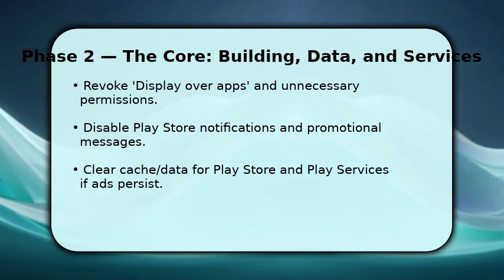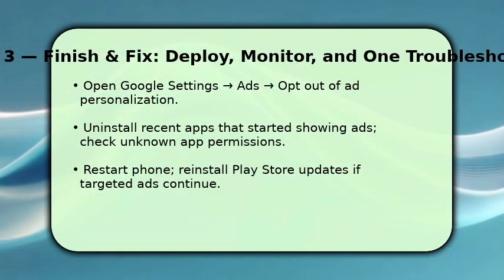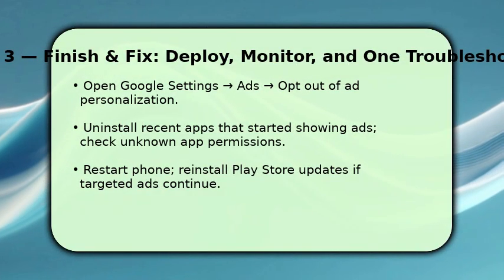Now finish by opening Google Settings, find Ads, and opt out of ad personalization so ads aren't based on your profile. This won't remove all ads but reduces targeting.